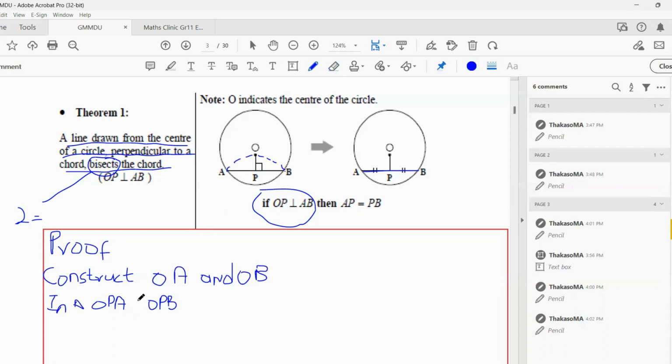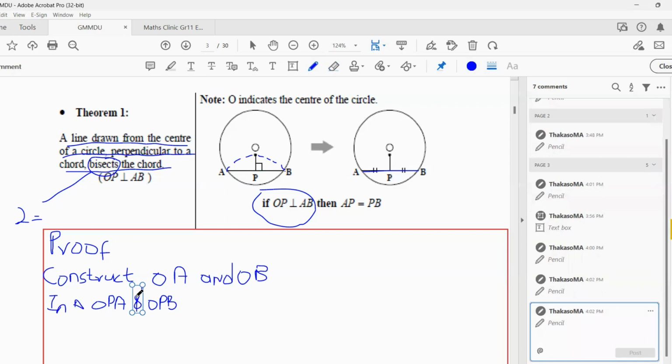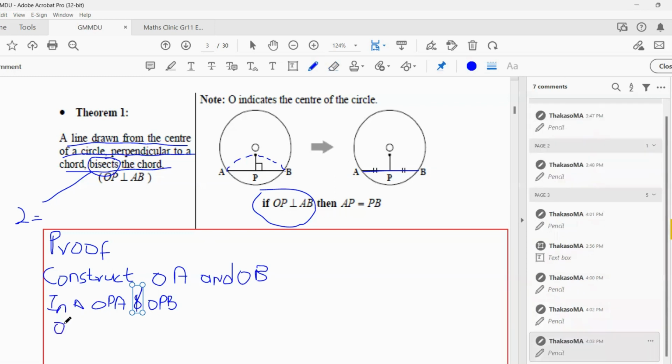Okay, so how would you go about that? This is something you've learned in the previous grades, and congruency was a lot used in grade 10. All right, so we're going to notice that by constructing OA and OB, we were creating the radii, because both lines OA and OB are from the center to the circumference. And then what do we know about the radii of the circle? We know that they are equal. All right, so we will say OA is equals to line OB.